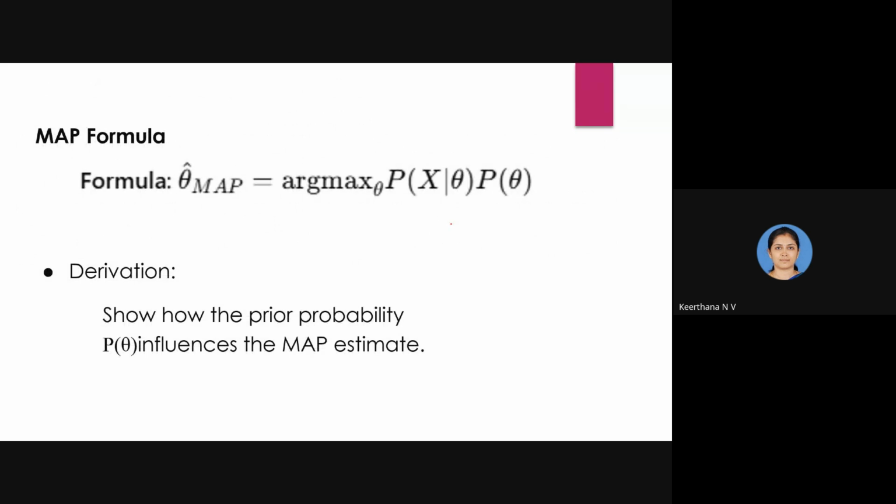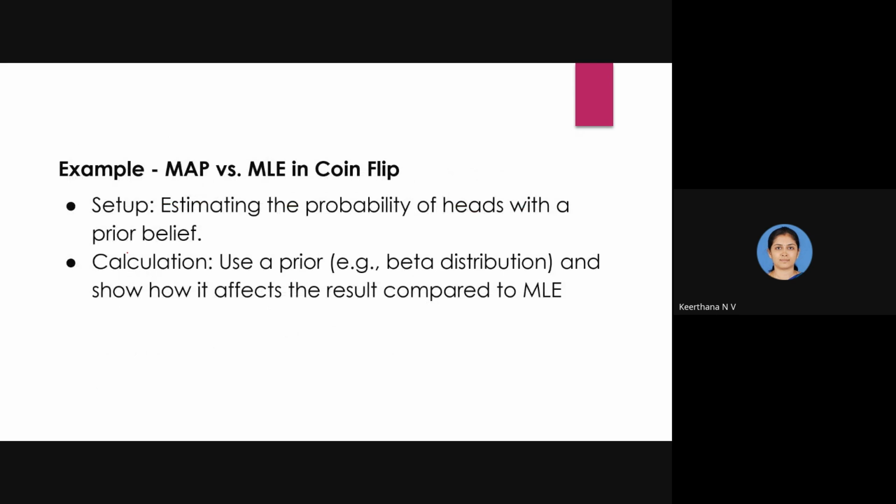And MAP, what is the MAP formula? Since it is the same thing, it will be dealing with the prior probability and how this probability is influencing the MAP estimate. This is the initial formula. How are you going to derive it? What is an example? While you are flipping your coin, take the example of flipping your coin.